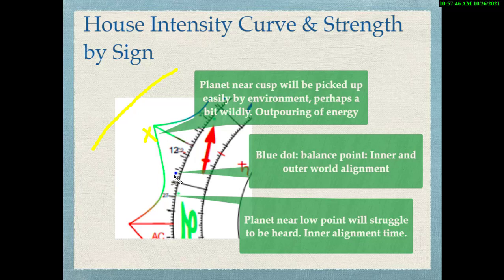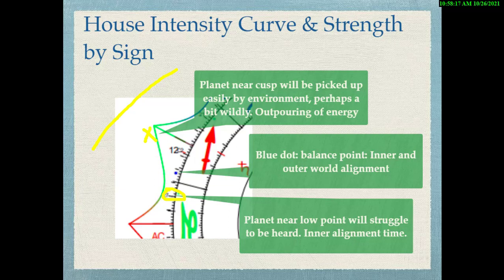Any planets down here, if we go right to the bottom of the trough, this energy curve, they're going to struggle to be heard. So they're going to be less able to get that energy out to the environment. And at the balance point, it's a nice comfortable zone where they're not being asked to do too much out in the world, and yet they're not completely deflated as well, towards the center of the chart. They can just get that nice balance point of inner and outer alignment.